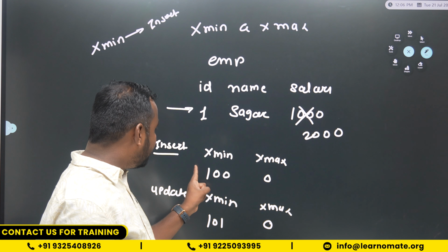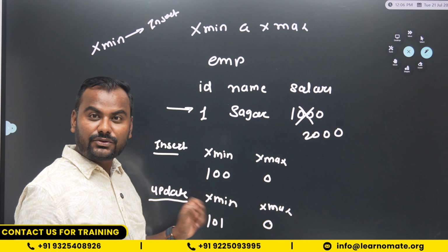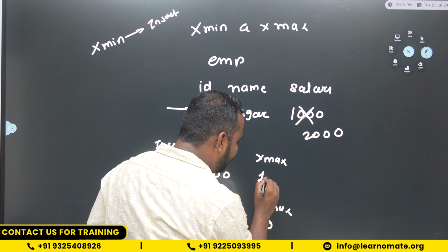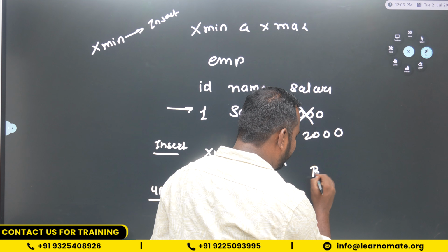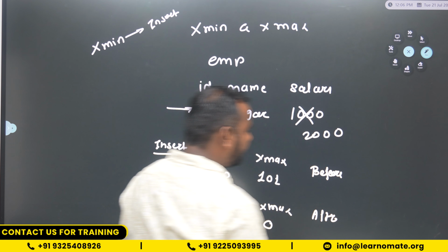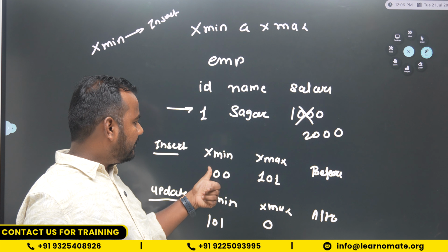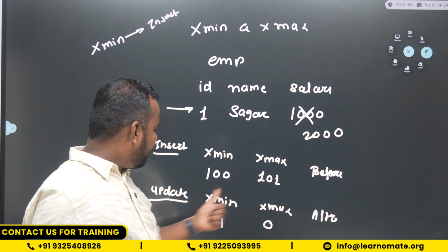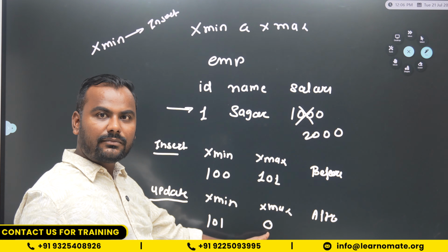But what will happen to this previous insert, because this is not committed yet? In that duration, your xmax value will become 101. So this is my before tuple, and this is my after. Basically this is a snapshot. You got my point? When you insert it, you got xmin 100, xmax was 0. When you update it, xmin is a new transaction ID, xmax is 0 only.